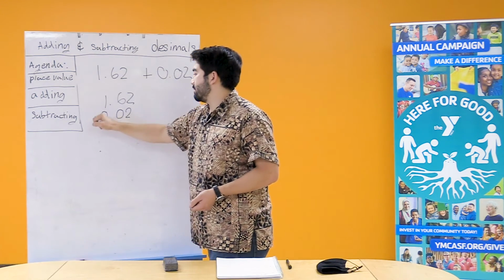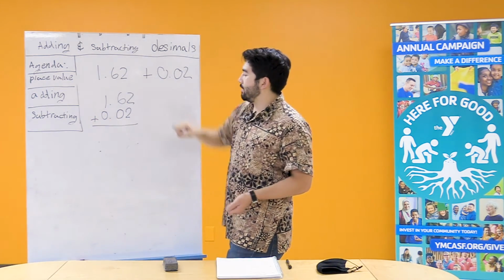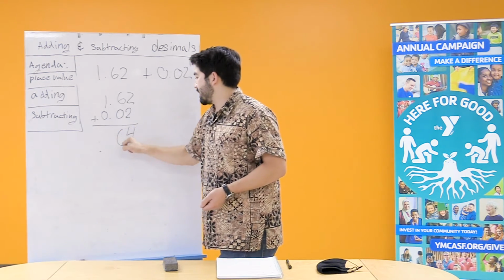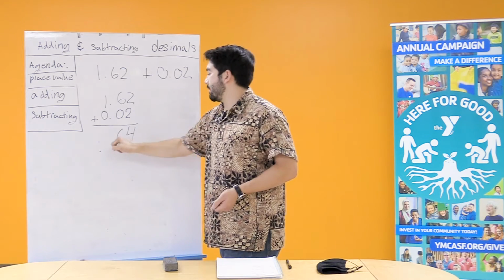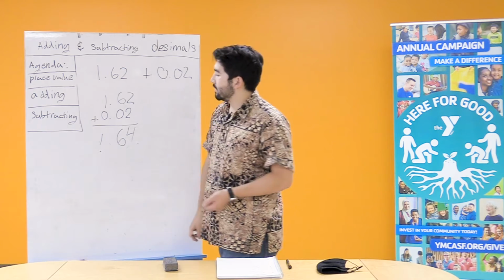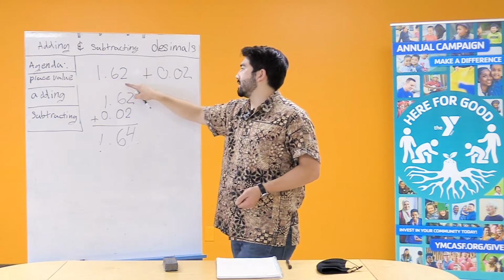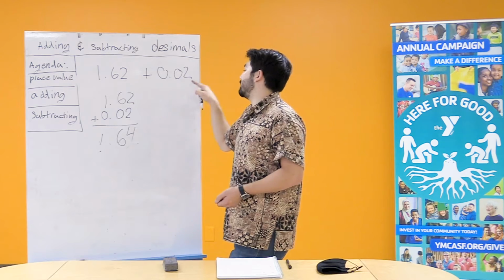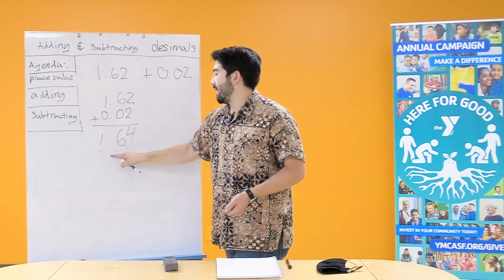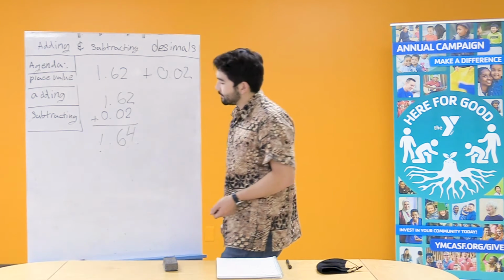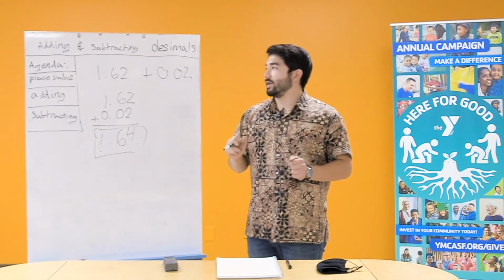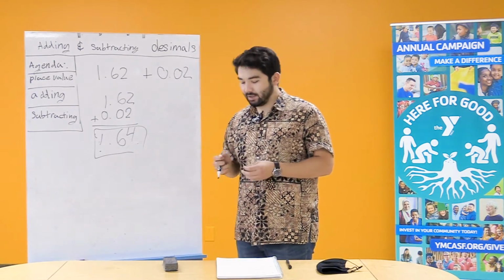From here, just simple addition. 2 plus 2 is going to be 4. 0 plus 6 is 6. We don't touch the decimals, but we move it down. 0 plus 1 is 1. So 1.62 plus 0.02 is going to equal 1.64, or 1 and 64 hundredths. Okay, so that's how we're going to add our decimals. So let me show you how to subtract our decimals.